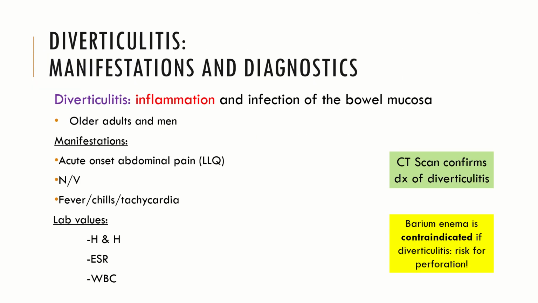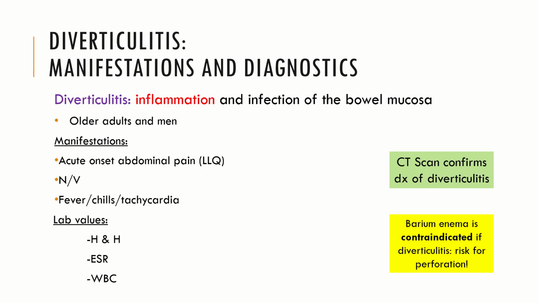The last IBD component that we are going to talk about is diverticulitis. Diverticulitis is inflammation and infection of the bowel mucosa. I have a picture on the next slide which will give you a good idea of what this looks like. It's usually most common in older adults and men. The signs and symptoms are an acute onset of abdominal pain in the lower left quadrant, nausea, vomiting, fever, chills, tachycardia.